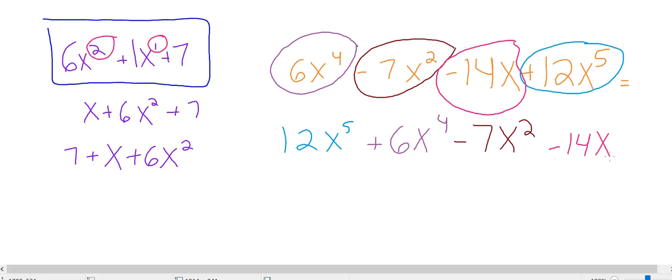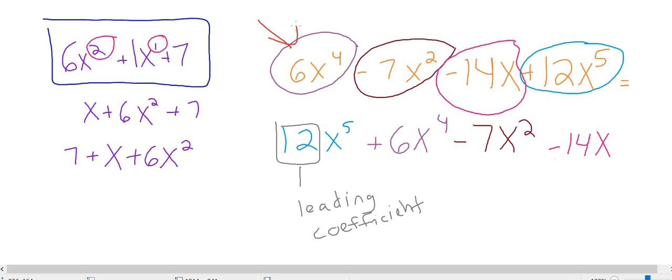Now, when a polynomial is in standard form, the first coefficient is called the leading coefficient. The leading coefficient is only the first coefficient when it's in standard form. So the way we wrote it before, on the top, 6 is not the leading coefficient because it's not the coefficient of the term with the highest exponent. The leading coefficient is the 12 because it's the coefficient of the term with the highest exponent.